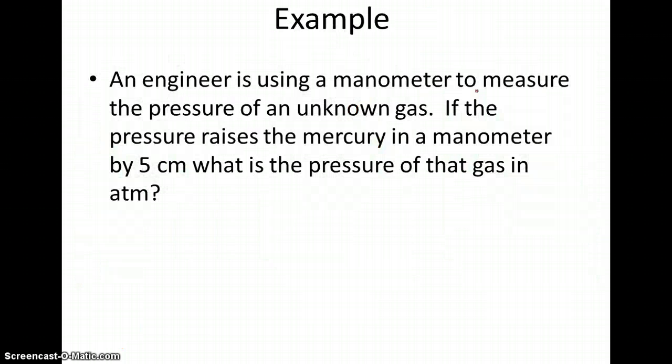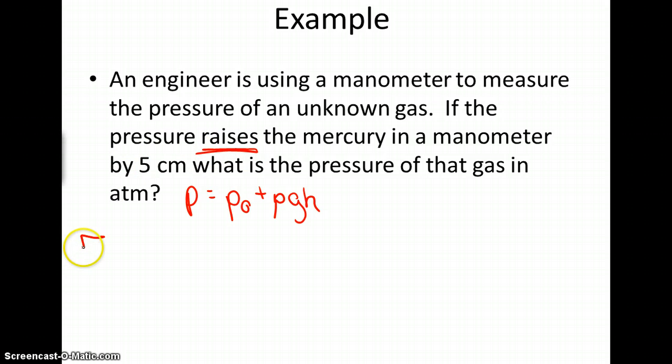As an example, an engineer is using a manometer to measure the pressure of an unknown gas. If the pressure raises the mercury in a manometer by 5 centimeters, what is the pressure of that gas in atmospheres? What I'm looking at is my typical formula, P equals P naught plus density of that liquid, gravity, and the change in height. It's raising the mercury in the manometer by 5 centimeters.